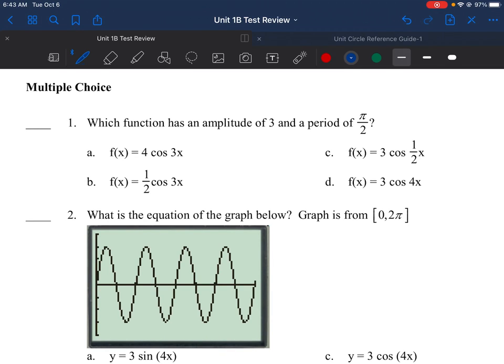In today's video, we're going to be looking at a collection of problems to help prepare us for our Unit 1B test. Let's go ahead and get started. Problem 1 here says, which function has an amplitude of 3 and a period of pi over 2?